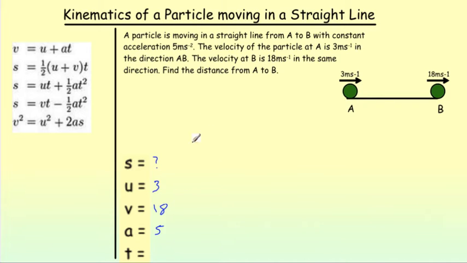So we were asked to find the distance. We have u, v, and a, and we're also missing t. So which equation would be the best to use? Well, if we have u, v, and a, and we're looking for s, which one would we use? If we look at this last one here, we have 3 out of the 4. We have u, we have v, and we have a. So v squared is equal to u squared plus 2as. We can use that then to find the s.